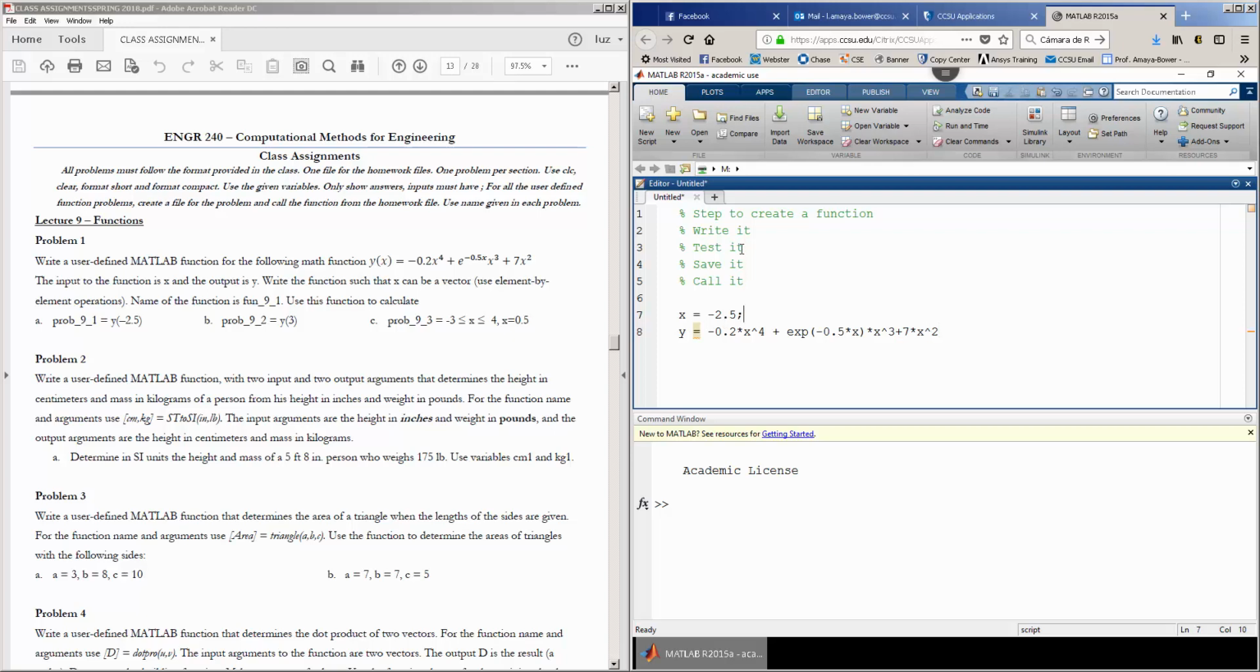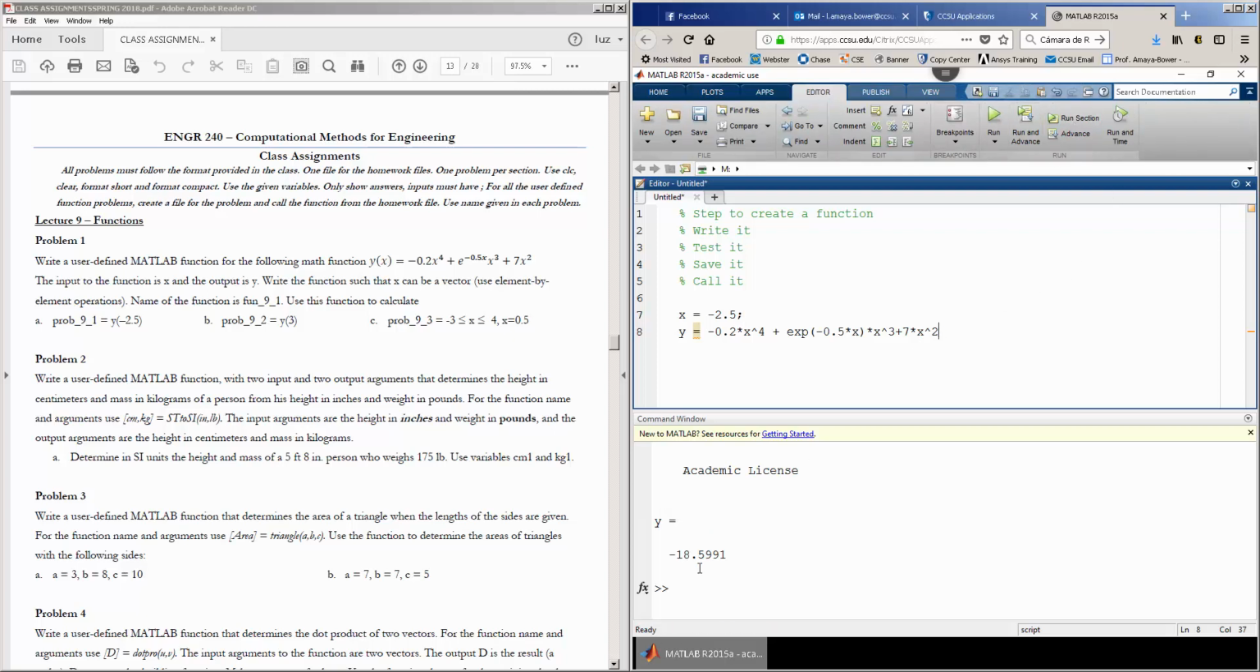Now we're gonna test it. So first we wrote it, and then we're gonna test it. So we run the section. Notice that we get a value. So we're gonna test it for the second sample that we have, which is 3. We're gonna run it. Notice that we get a value once again. And the third one is a vector that goes from negative 3 to 4 every 0.5. So we write the vector and we test it again.